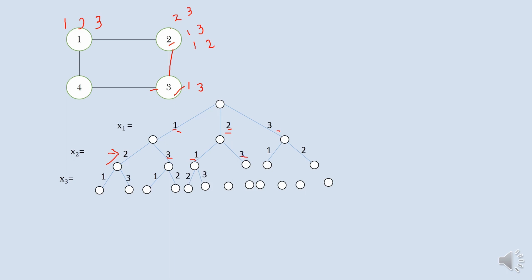If x2 has been assigned the color 3, then x3 can take the values 1 or 2. If x2 has taken the color 1, then x3 can take either 2 or 3. And if x2 has taken the color 2, x3 can take either 1 or 3.